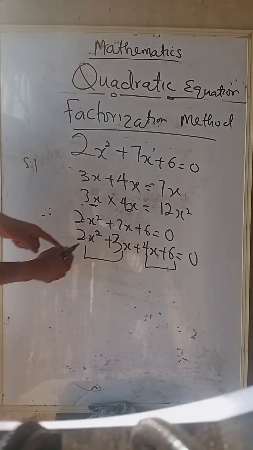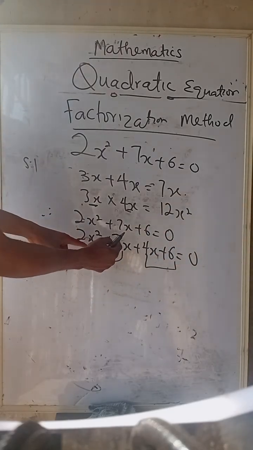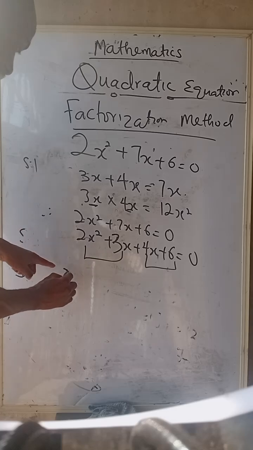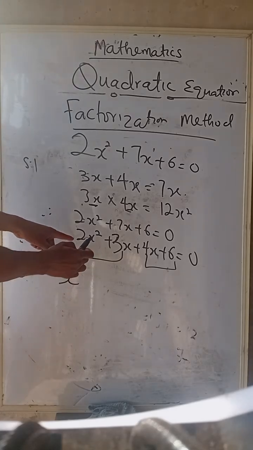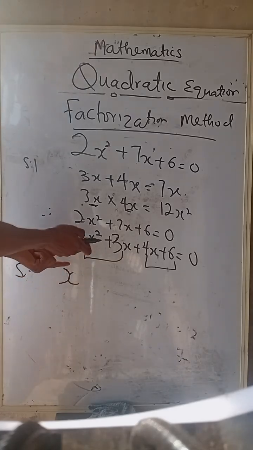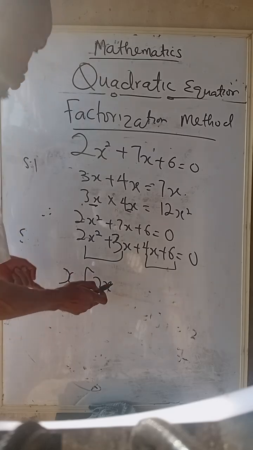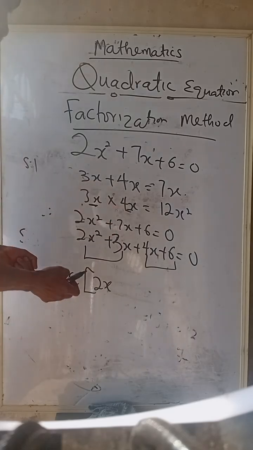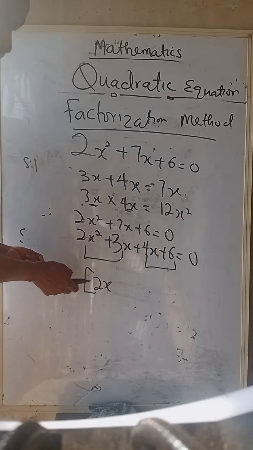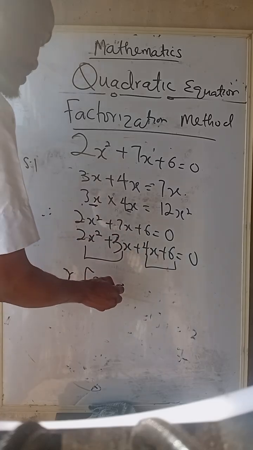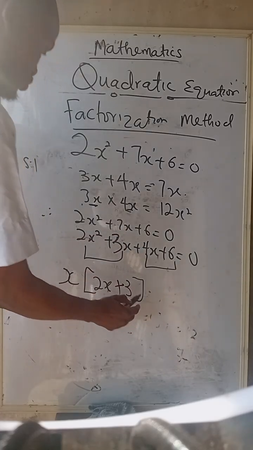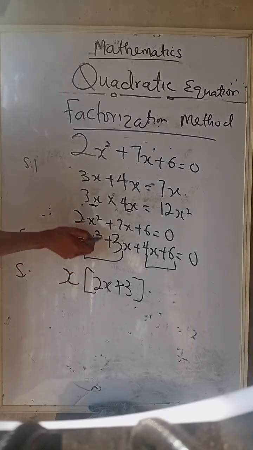Look at these first two numbers now. What do they have in common? They have what? X. What is remaining? If I divide x from these two numbers now, it will remain 2x. 2x times x is 2x squared. If I divide 3x divided by x, it will remain what? X. I have factorized this one. So 2x times x, 2x squared.